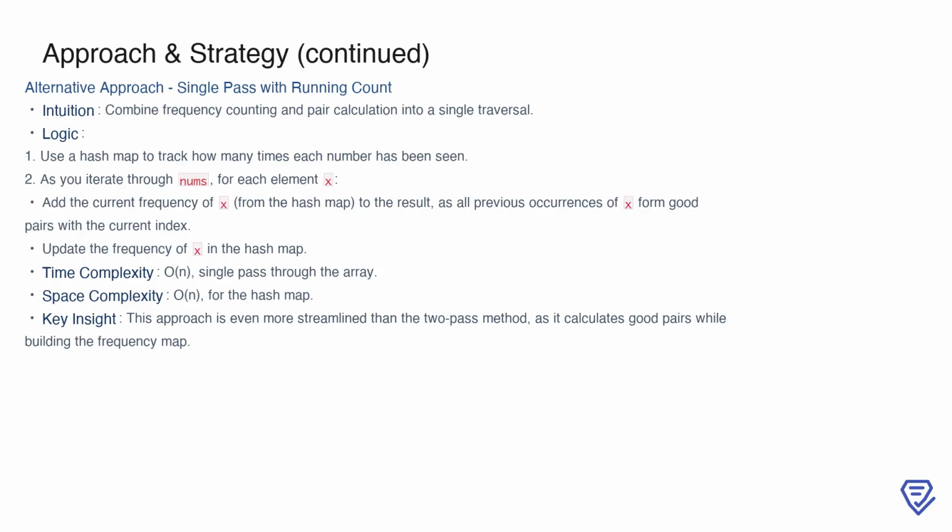We add this value to our result and then update the hash map to reflect the current occurrence of the number. This approach achieves the same result as the 2-pass method but eliminates the need for a second traversal. The time complexity remains O(n), as we still process each element once, and the space complexity is O(n) due to the hash map. The key advantage of this single-pass method is its streamlined efficiency, as it minimizes redundant operations and calculates the result on the fly.